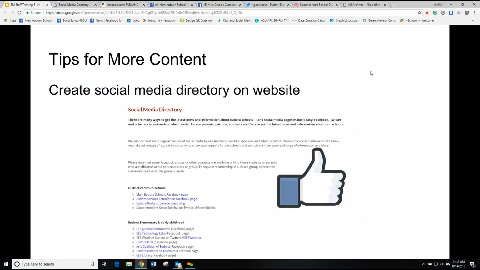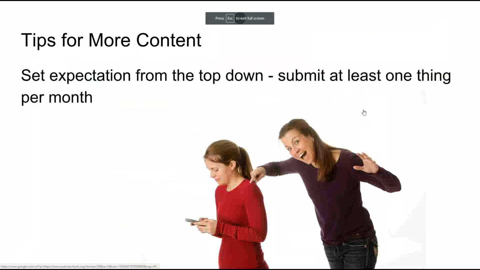So that is definitely a great way to get more content. Another tip for more content, this one seems simple, but sometimes it's not, is you've got to set the expectation from the top down that everybody is expected. And I think it's easy to say at least one thing a month needs to be submitted for social media. I know that your staff has a lot to do, but we have awesome things going on, and if nobody hears about them, we don't know.